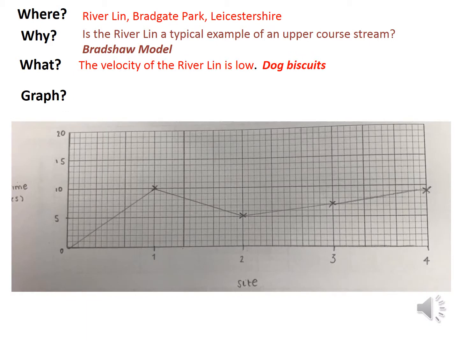They may also ask you to complete either the drawing of a graph or to explain the style of graph you drew and why. For the velocity of the river, we drew a line graph showing the different sites along the bottom and time up the y-axis. We then plotted a line graph to link up the results. We chose a line graph because it's continuous data showing data changes over time or space. We could then compare our results to the Bradshaw model to see if our data matched up with what was expected.